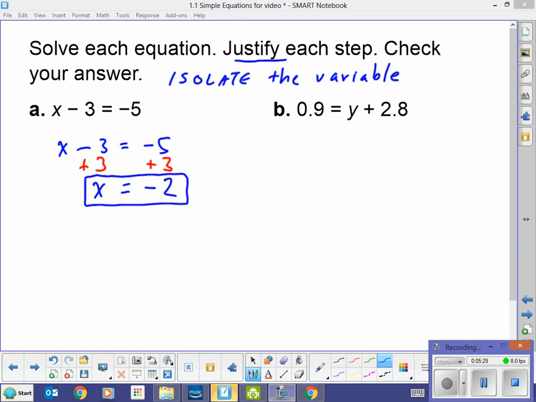This step, I should have labeled before, but it says to justify each step. Adding 3 to both sides is the addition property of equality. And you can abbreviate if you need to. That's okay. I just need to know that you know what you're doing with that.